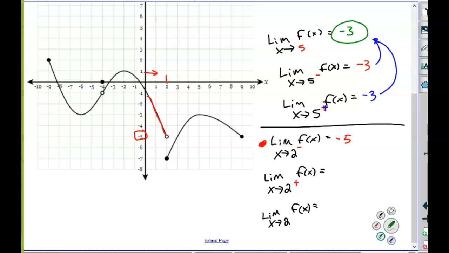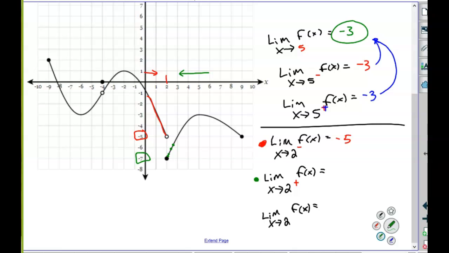All right, now, what about the right-hand side? Now I have a little plus here. That tells me to look at the graph coming in from values of x that are greater than 2. So 2.5, right? That's right here. If x is 2.4, that's about right there. How about 2.1? How about 2.001? What are we getting closer and closer to here?